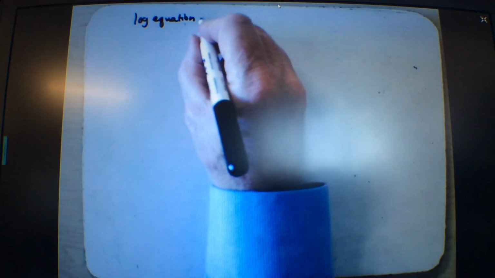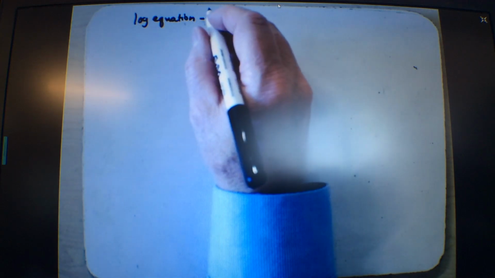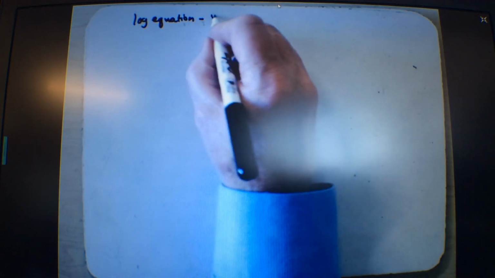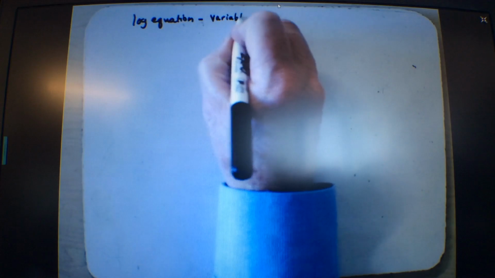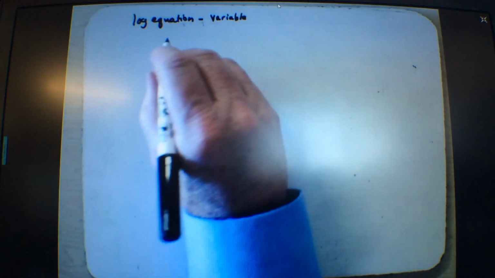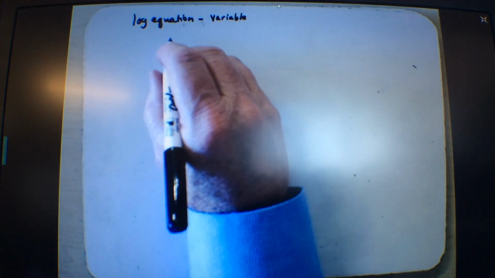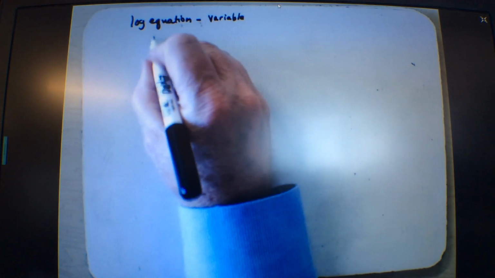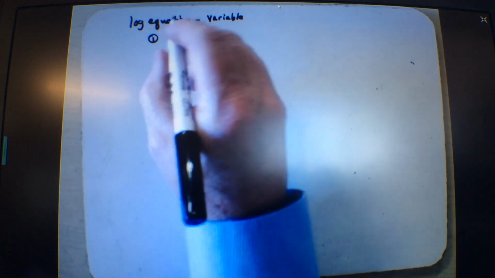So a logarithmic equation, I just call them a log equation. If you look on that page, it contains one or more logarithms. Most of the time there's a variable somewhere in there. That's a log equation. How do we solve them? Well, let's take just a couple of examples here.